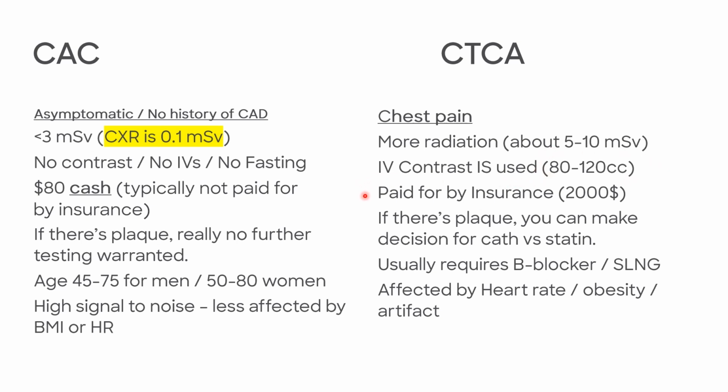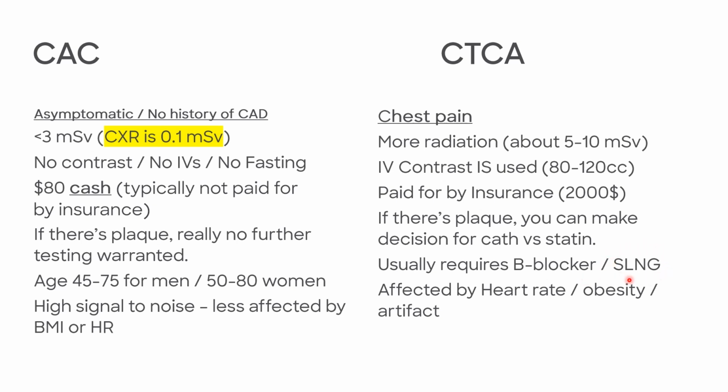And then again, if there's plaque, you can make a decision for, do they need a heart cath if they've got severe disease, or do they just need a statin, or hey, maybe they've got normal coronaries and they don't need anything. It does usually require some additional medications. We usually like to give beta blockers. I give them as an outpatient, usually 50 milligrams of Toprol for 4 or 5 days prior to and the day of the scan. We like to give nitroglycerin because it makes the arteries a little bit bigger on the scan.